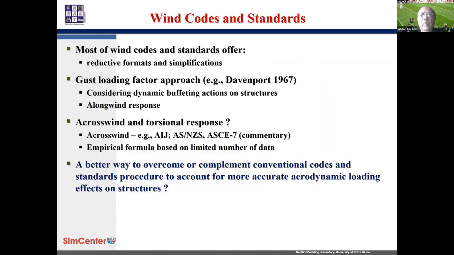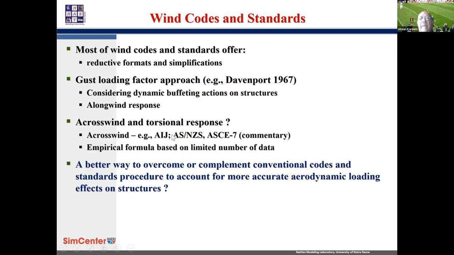Just very quickly, I won't go into the details because in my diagram, I had wind codes and standards. Basically, wind loads and standards, wherever you go, are all based on the gust loading factor approach back to 1967 by Professor Davenport. And it basically deals with buffeting action, that means only in the direction of wind. That can be mathematically tractable, but once you go to a crosswind or torsional response, there are issues. We cannot use that theory.